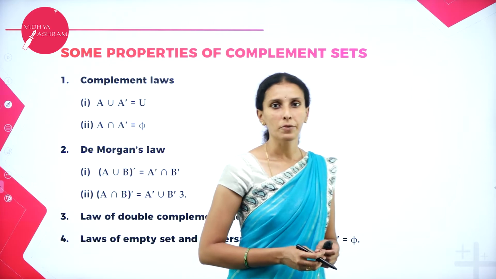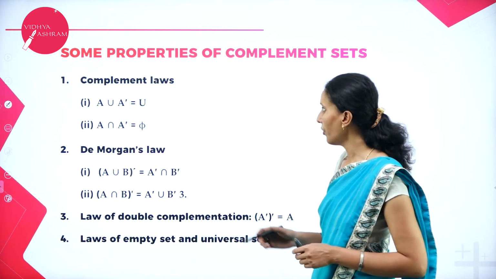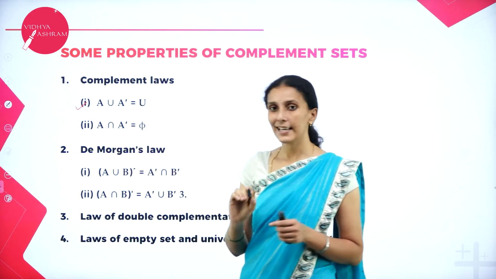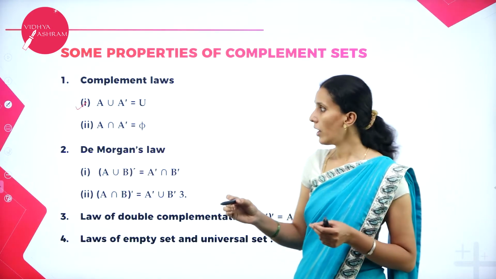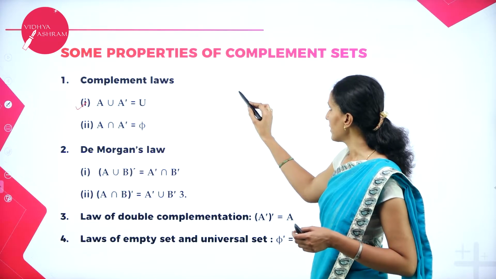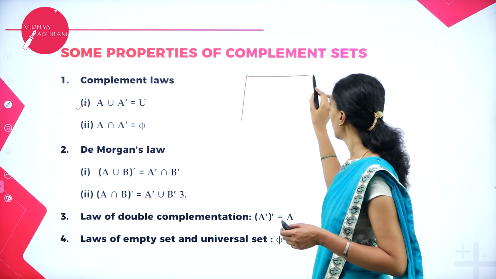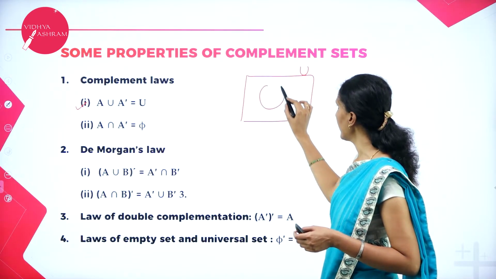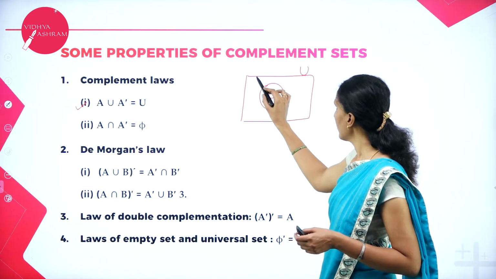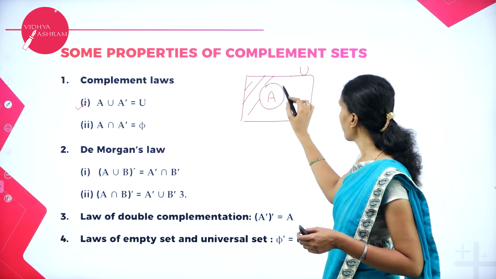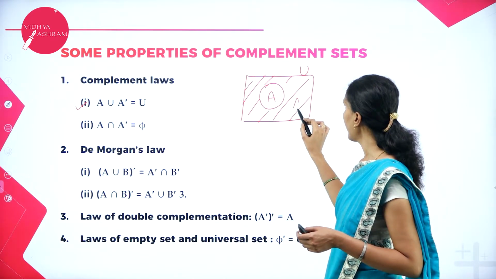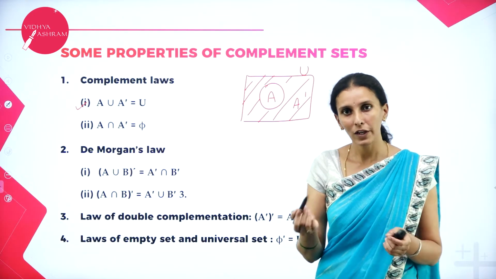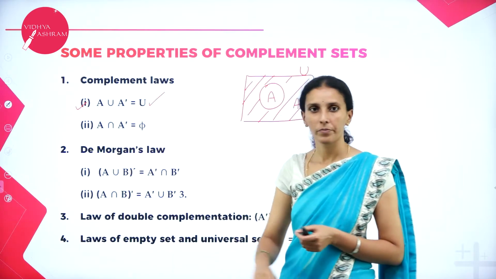Next, we have some properties of the complement of a set also. You can see here the complement laws. The first property says A union A dash. So what does A represent? We have a universal set and this is your set A, and this one outside the set A is your A dash. If you take the union of these two, what will you get? You will get the universal set.